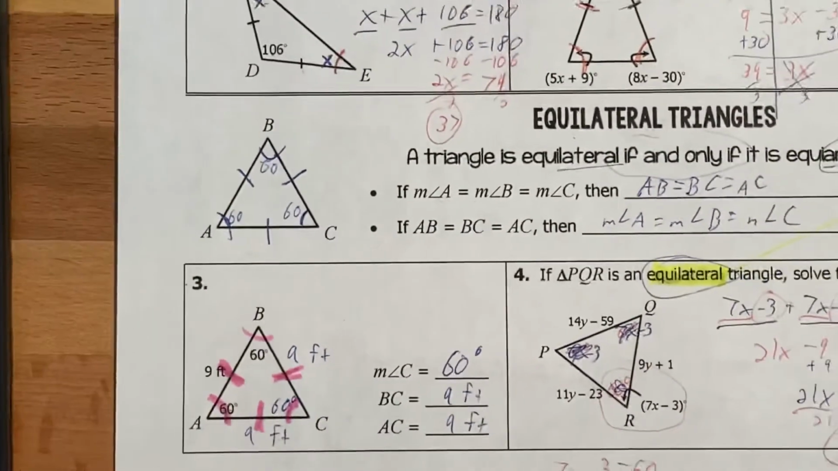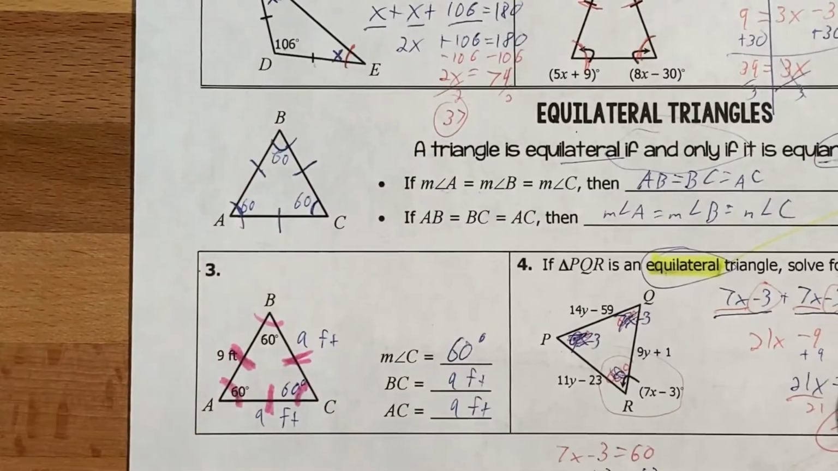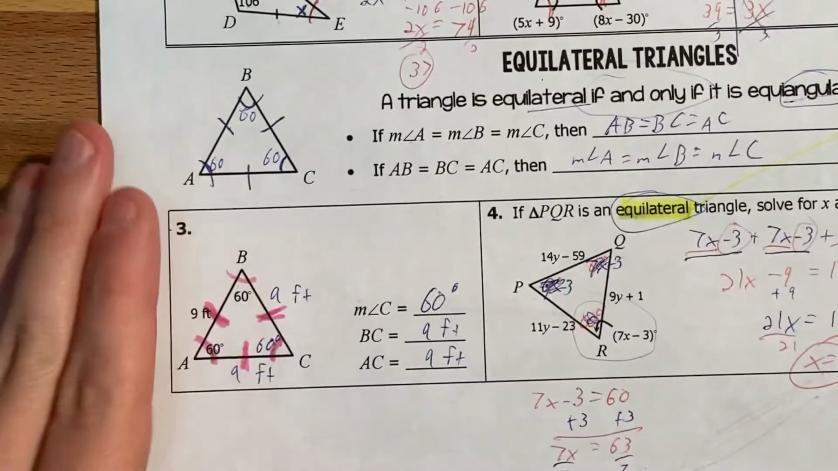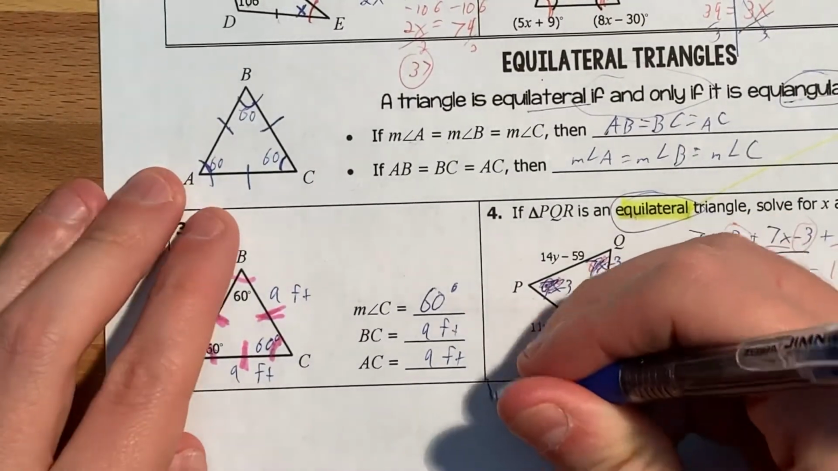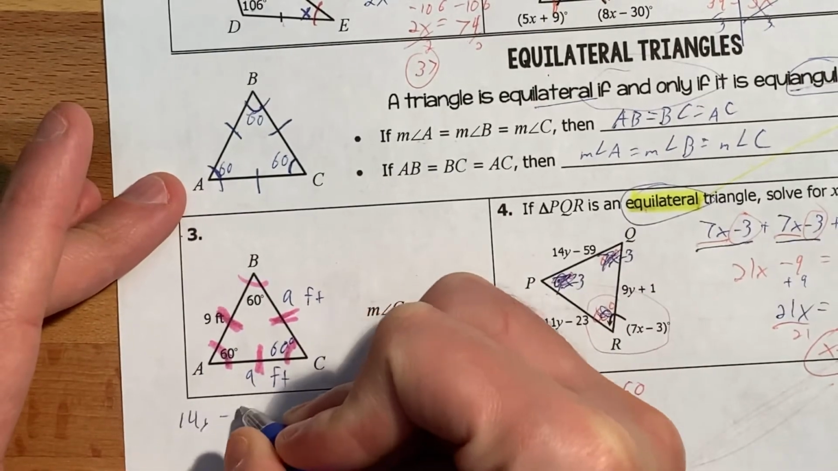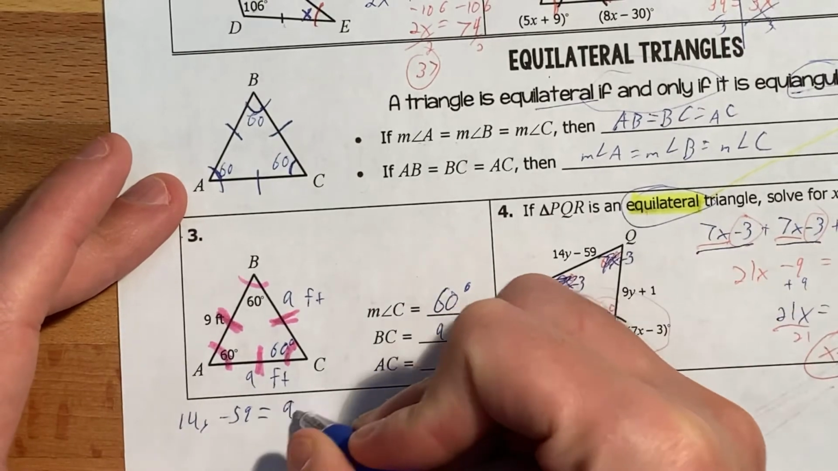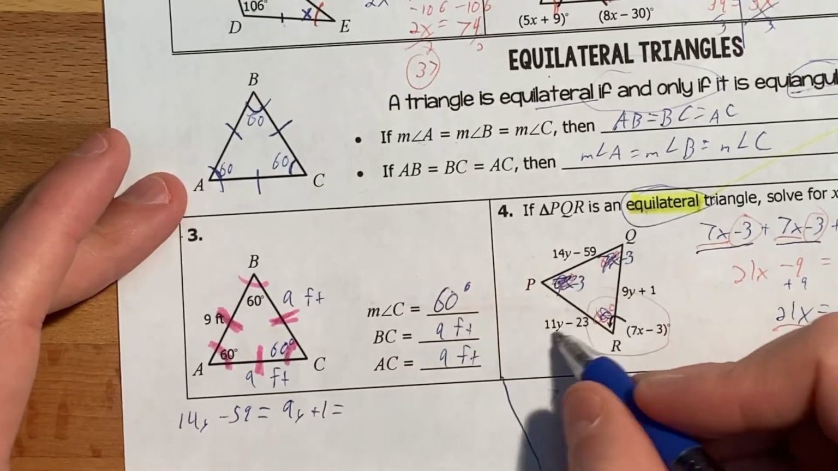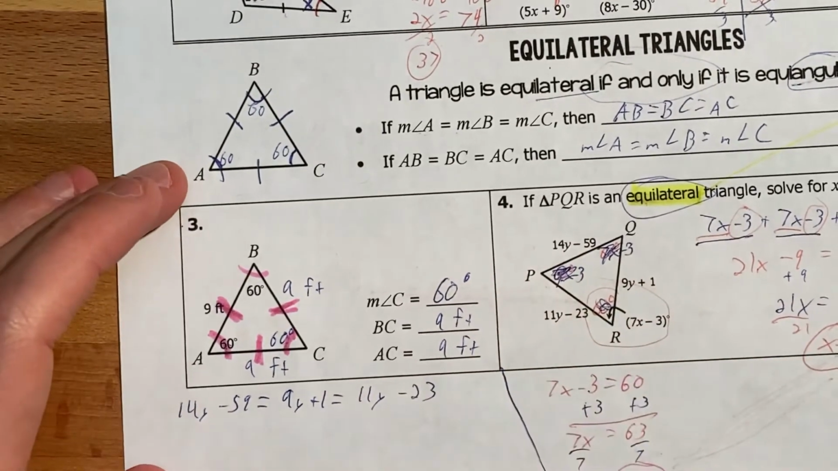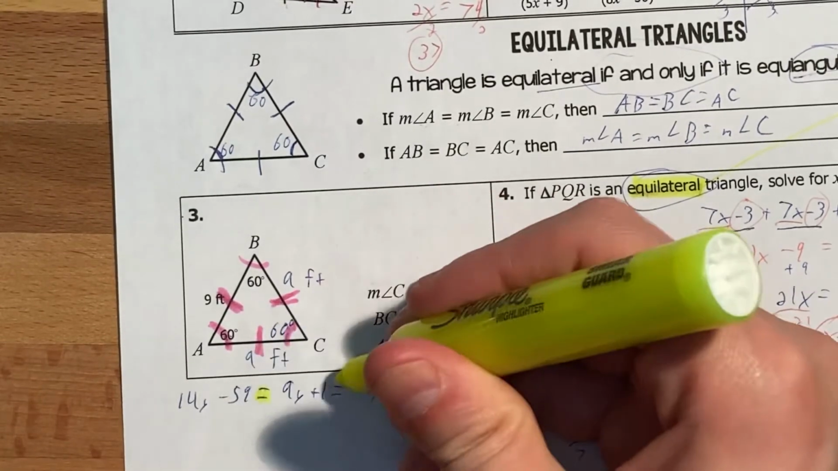The last thing we're doing is solving for y. So here's the thing with y. In an equilateral triangle, all 3 sides are also the same. So I'm going to write down a true statement. A true statement would be 14y minus 59 is equal to 9y plus 1, is equal to 11y minus 23. Those are 3 things that are equal to each other, and that is absolutely true.